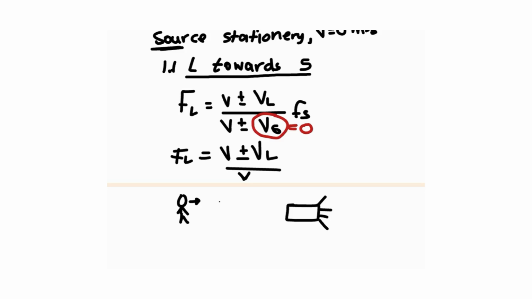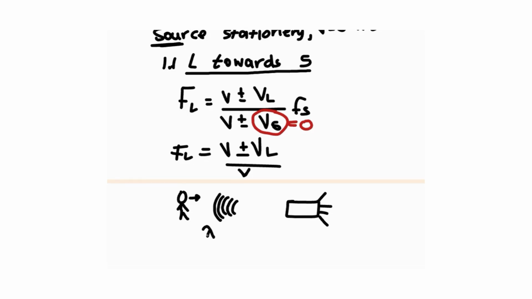Guys, remember, when a listener is moving towards the source, it would mean that the wavelength is going to be shorter, and our frequency is going to be higher. So this frequency is the frequency of what? Of the listener. So FL is higher. As the listener is moving towards the source, they start to hear an increase in the frequency or the pitch of the sound, meaning the frequency of the listener is increasing.